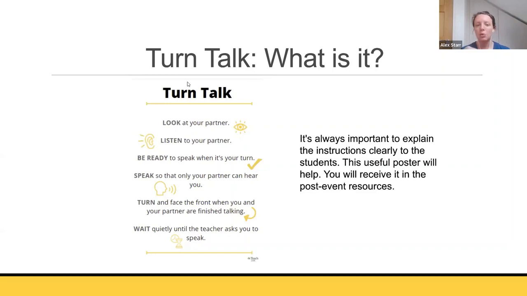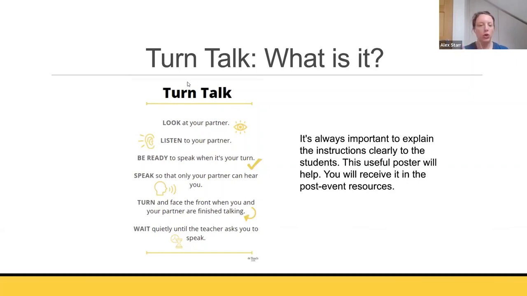Speak so that only your partner can hear you. Now that's quite important because you don't want each other shouting. If you've got 15 pairs in your room or more, you don't want them to be shouting at each other so that nobody can hear anything. So speak in a voice where only the partner can hear.